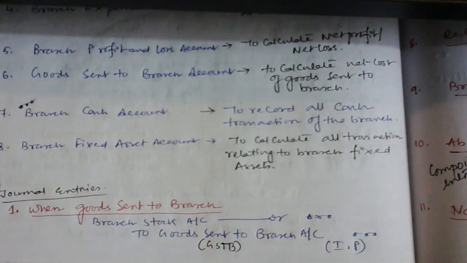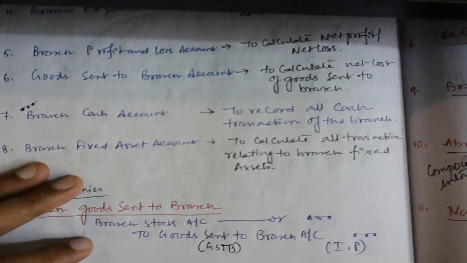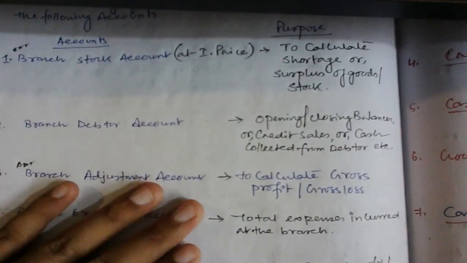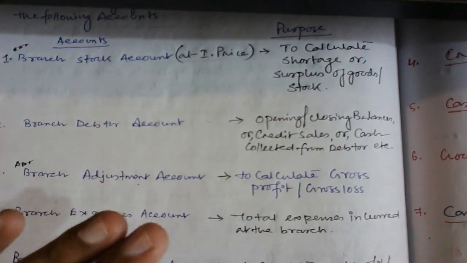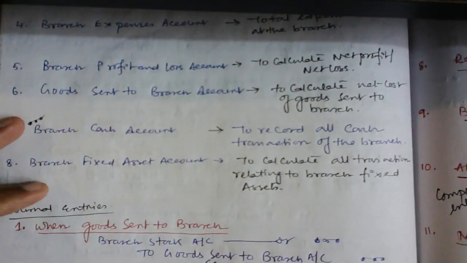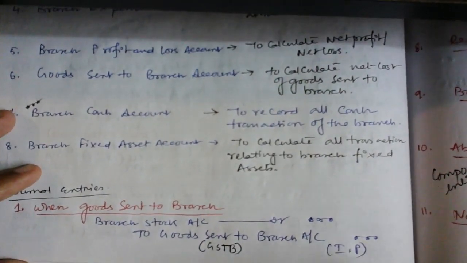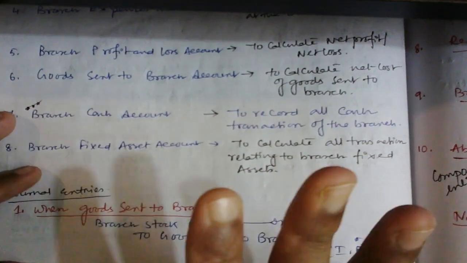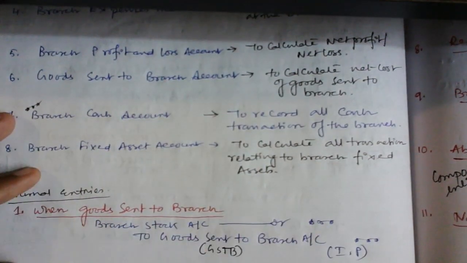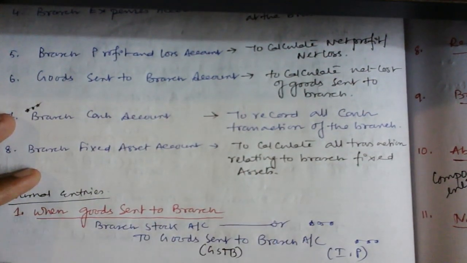Sir, the question comes, what if the question is given at CP? Can't the question be at cost price, sir? Why not? If there is a CP, then we need not prepare this branch adjustment account. Remember, if it is CP, then we need not prepare any branch adjustment account. So that is why it's important. Rather than doing this, we do it at IP, and if there is CP, then no issue, no problem. We just record everything at CP, and the branch adjustment account need not be prepared at all.